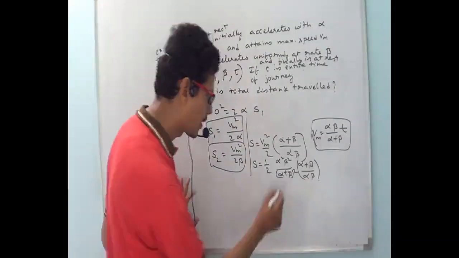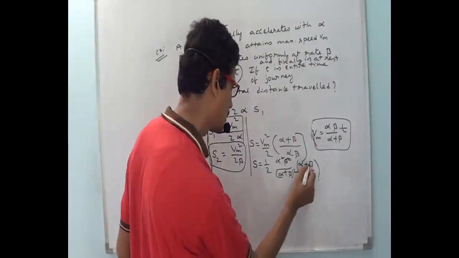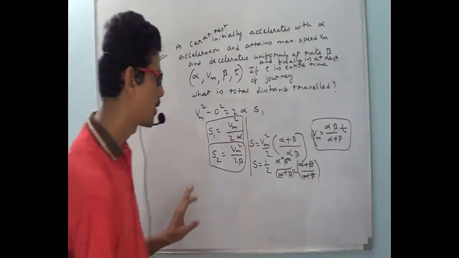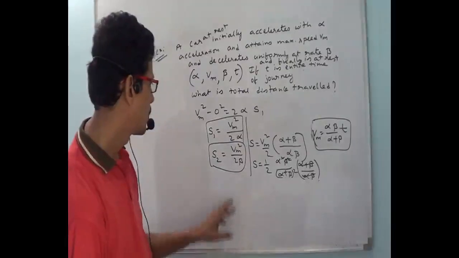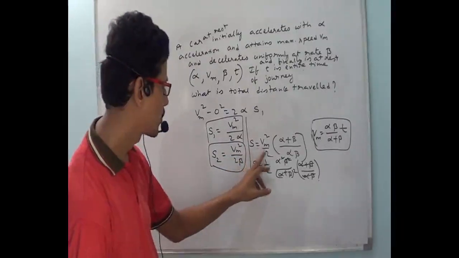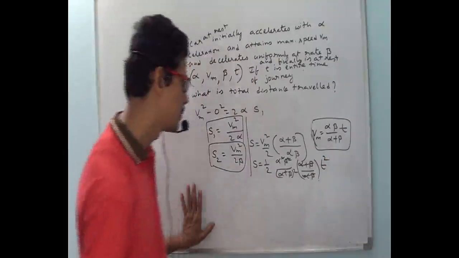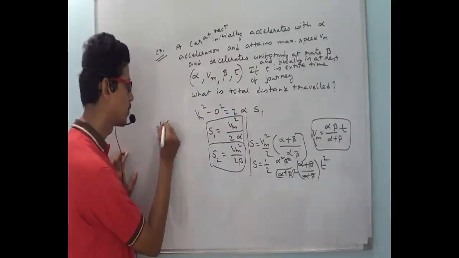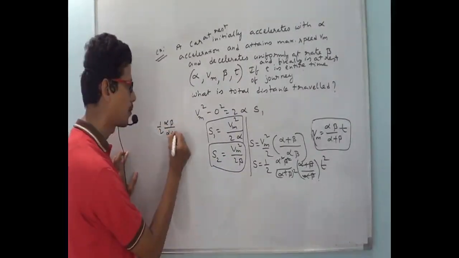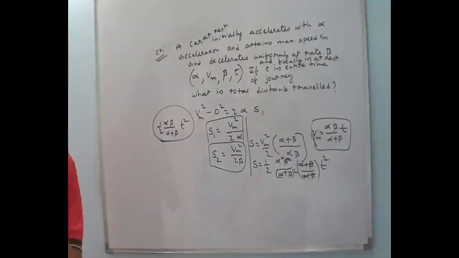Right. What is cancelled here? Alpha beta is cancelled. What about T? T is also there, na? T is also there here. Vm square and T square. So here you will get T square. So that is the final answer. What is the final answer? Half into alpha beta by alpha plus beta into T square. That is the final answer. Just note down.